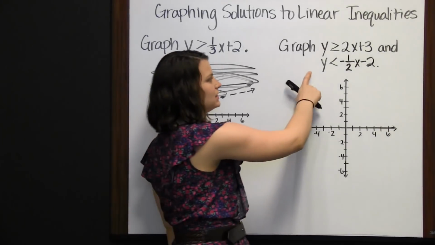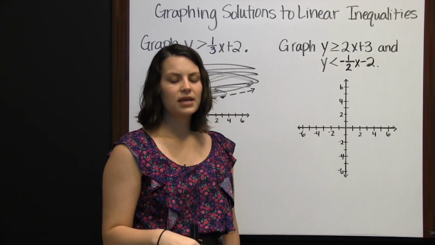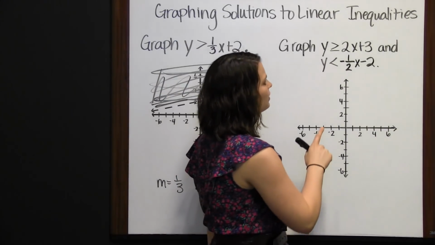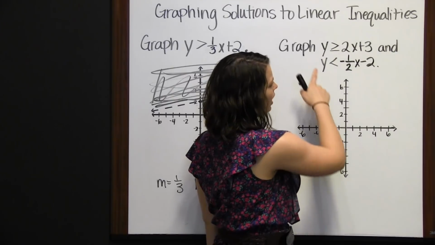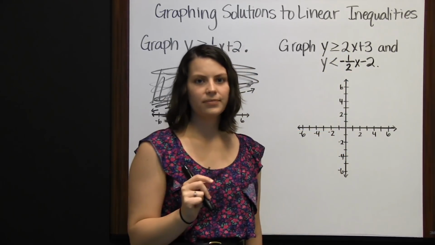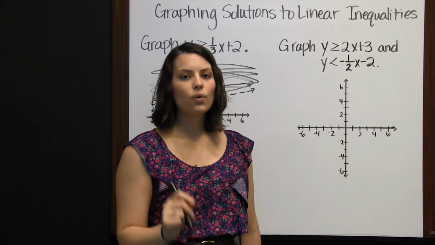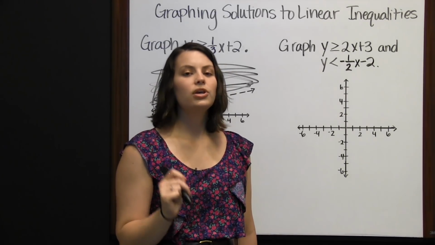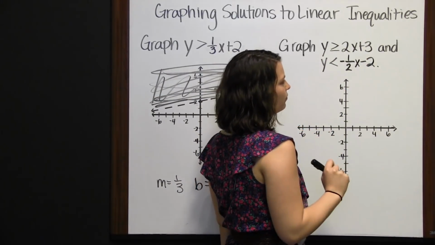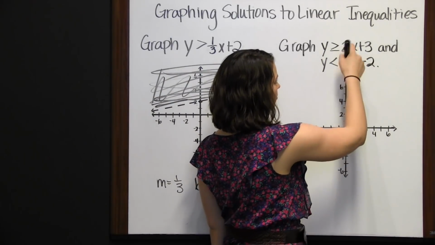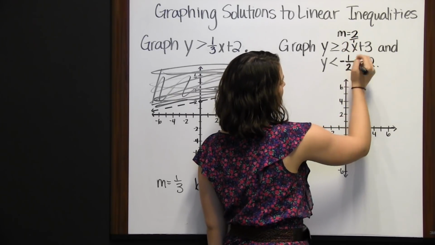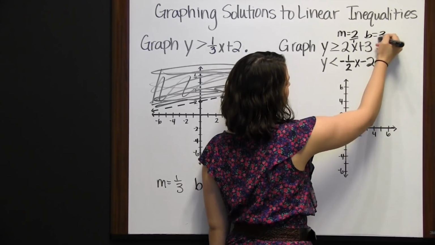Now we're going to graph a system of inequalities. The same rules apply, but where you shade is a little bit different. So first we're going to graph y is greater than or equal to 2x plus 3. Since it's greater than or equal to, we use a solid line. And again, it's in slope-intercept form. So our slope here is 2, or 2 over 1, and our y-intercept is 3.